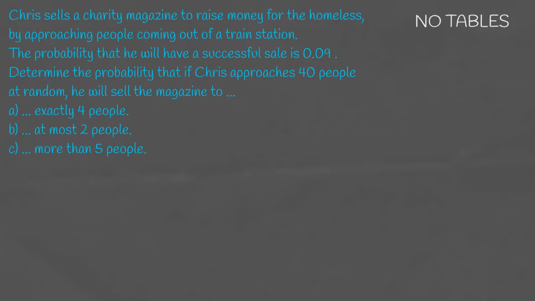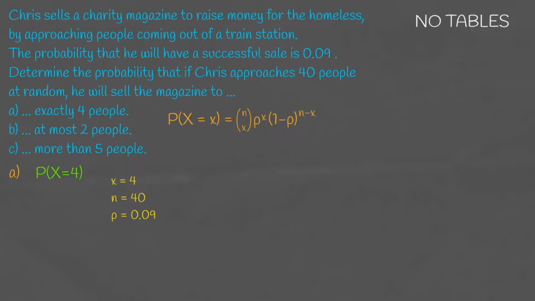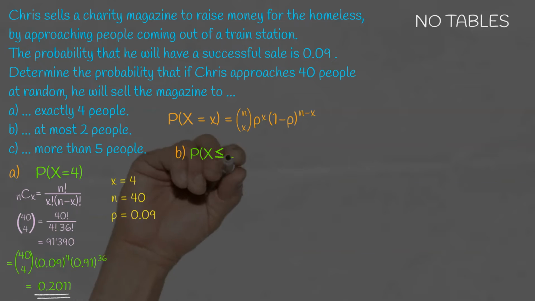So in the first question we're told that the probability of Chris selling a magazine is 0.09 and we're asked to find out the probability that he sells it to exactly 4 people if he approaches 40. So we know that x is 4, n is 40, and p is 0.09, and we can use the binomial formula to work this out because x is exactly 4. So we can put our values into the binomial formula and work out 40 choose 4 using the combinations formula, and we should get our final answer of 0.2011.